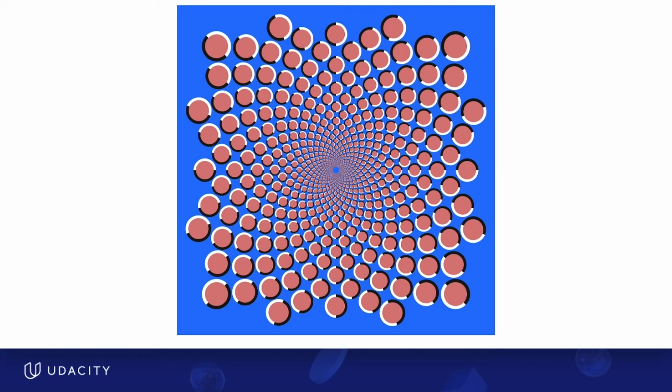Do you notice how the circles have a white side and a black side? And how those sort of rotate? On the top left, the white is on the right. And on the bottom right, the white is on the left. Do you think this has something to do with the illusion?